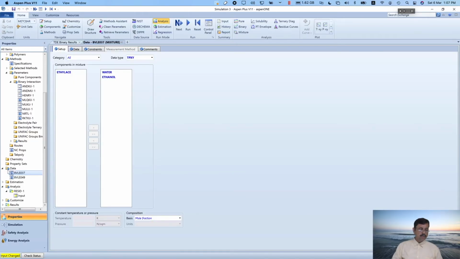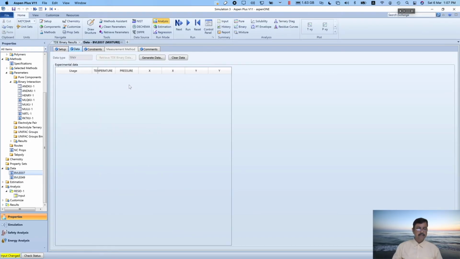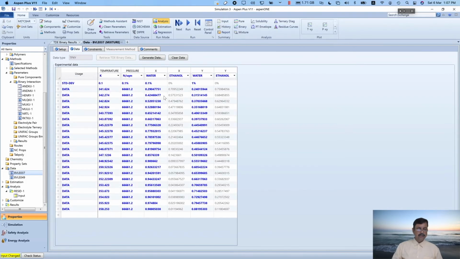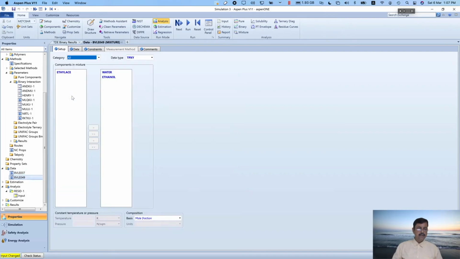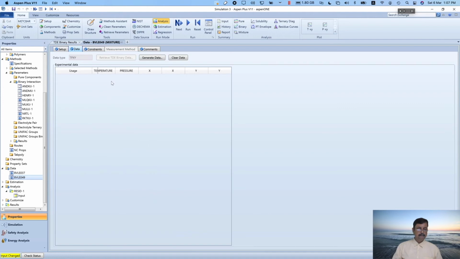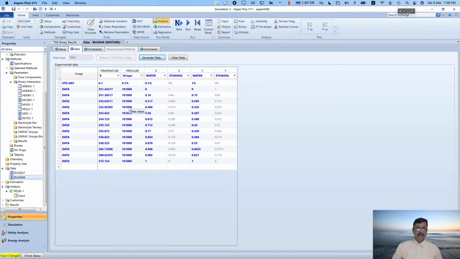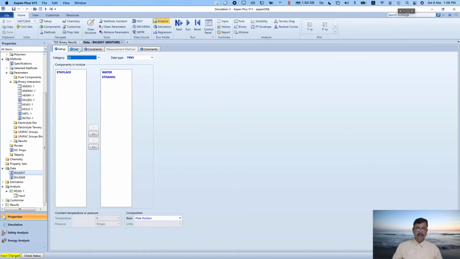Here, two data banks have been opened. The first one is water ethanol. These are the data. Okay, so this is the data set. And for the second data set, we have a similar data set. Obviously, it is at a different pressure. Anyway, let us try to find out the XY diagram.